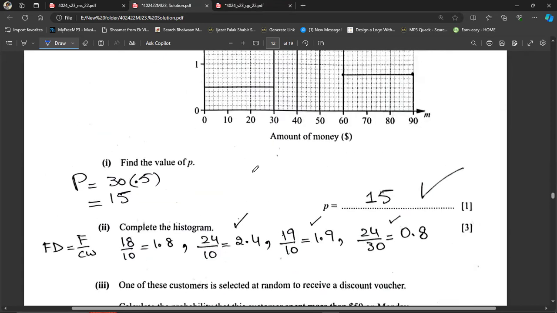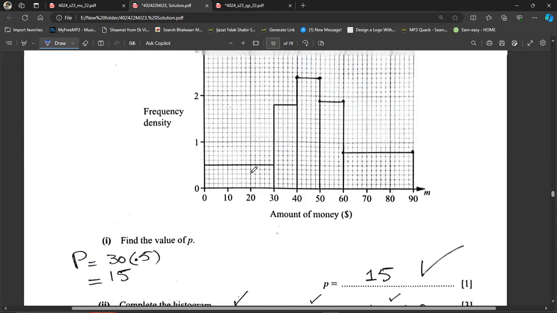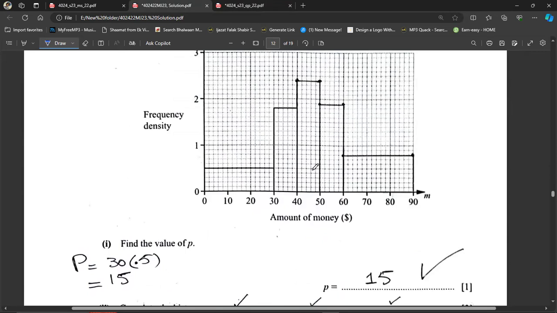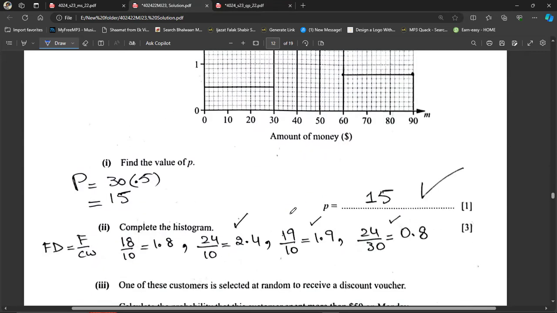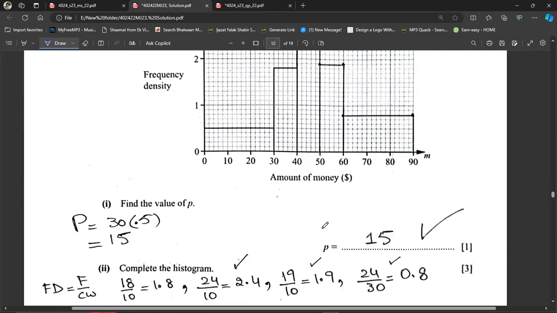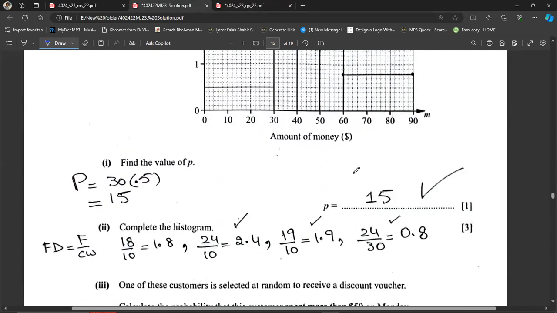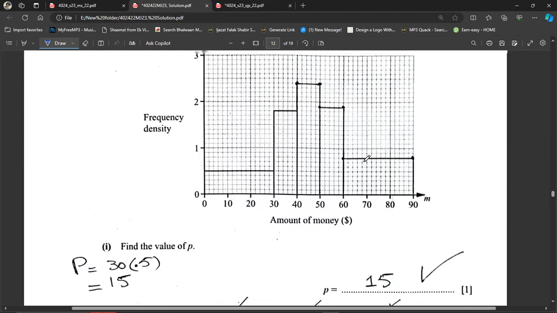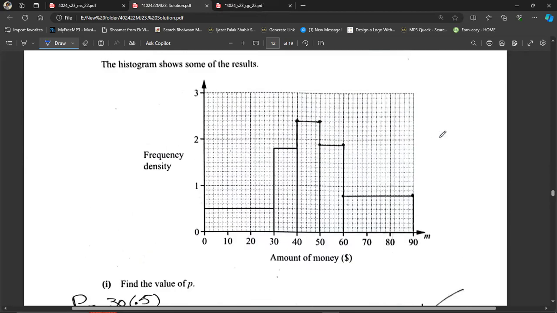So now I know the frequency density for the third class, which is from 40 to 50, it is 2.4. So I have drawn this. Then the frequency density for the fourth class, which is from 50 to 60, is 1.9. So I have drawn this bar, histogram, you can say. And the frequency density for the fifth class is 0.8, and that class is from 60 to 90. And this is how we have completed this histogram.